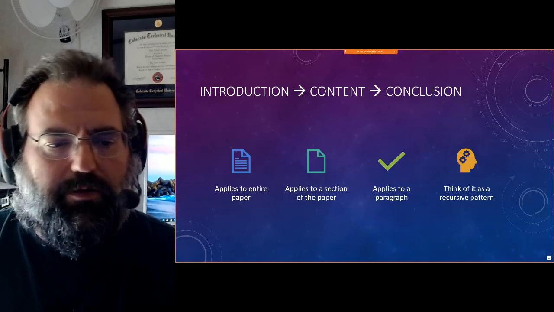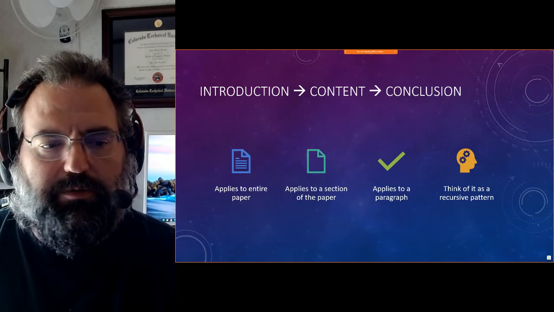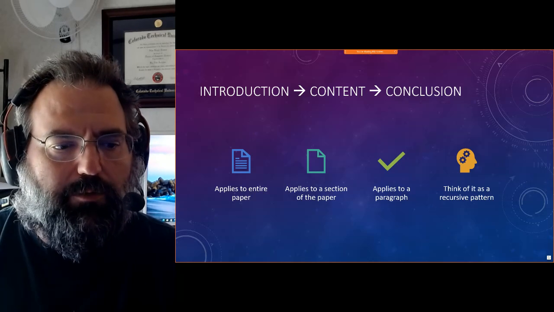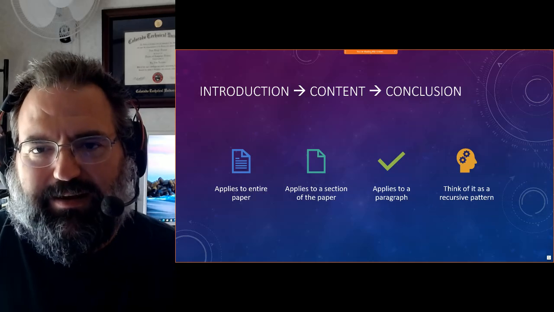Do you need to inform them? Whatever it is, being very explicit with that pattern is incredibly powerful. It also applies within a section of a paper.